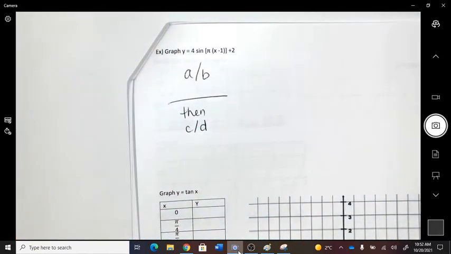So here's how I attack sine and cos curves when I've got everything going on. I always do AB stuff before CD stuff. Okay, AB before CD. Does it make sense in BEDMAS? Multiply and divide come before add and subtract.